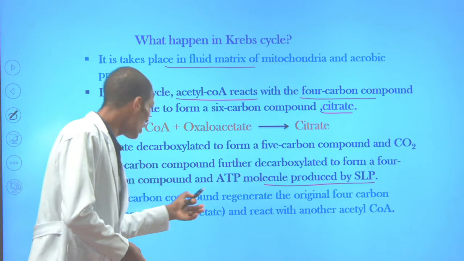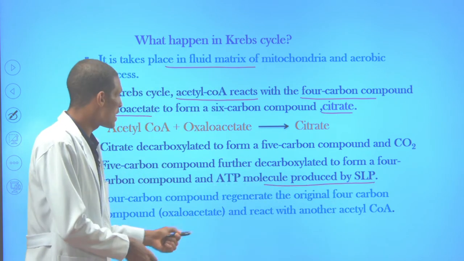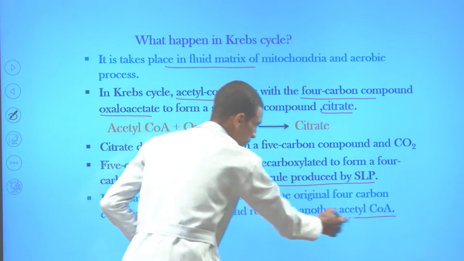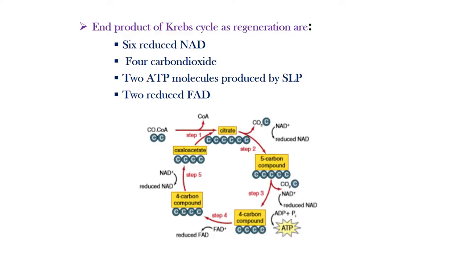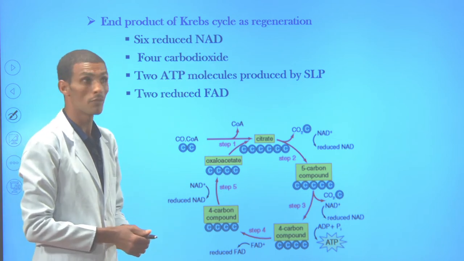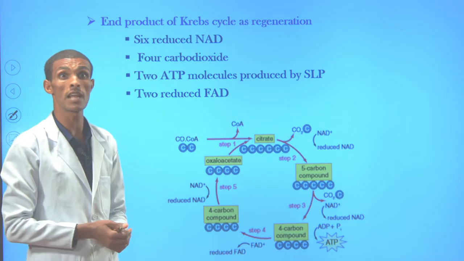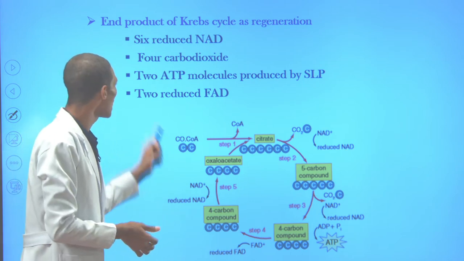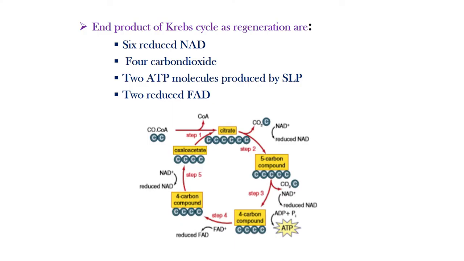Then the four carbon compound oxaloacetate is regenerated and reacts with another acetyl CoA to start the process. The following products can be obtained after regeneration. Here, six reduced NAD are produced from the Krebs cycle. Four carbon dioxide are decarboxylated too. Two ATP molecules are produced by substrate level phosphorylation. Additionally, two reduced FAD are produced. This is what the steps of the Krebs cycle look like.